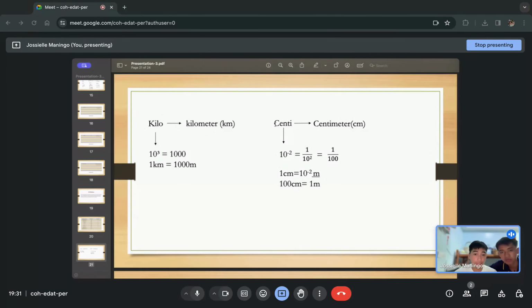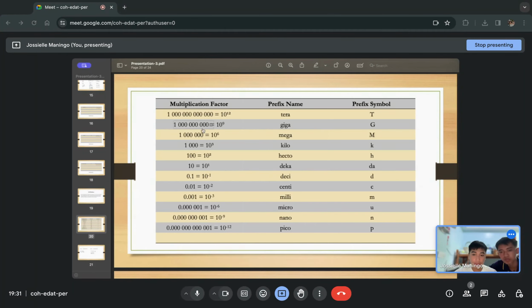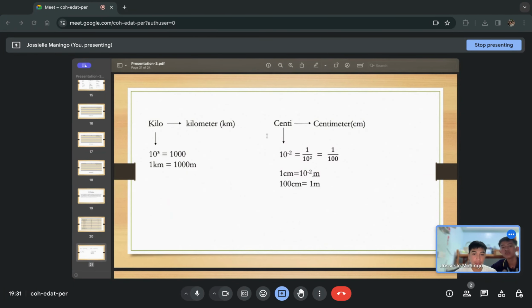And for the centimeter in the table, centi means 10 to the power of negative 2. If you want this to be positive, we need to bring down the centi. That unit is 10 to the power of negative 2, and 10 times 10 is equal to 100.